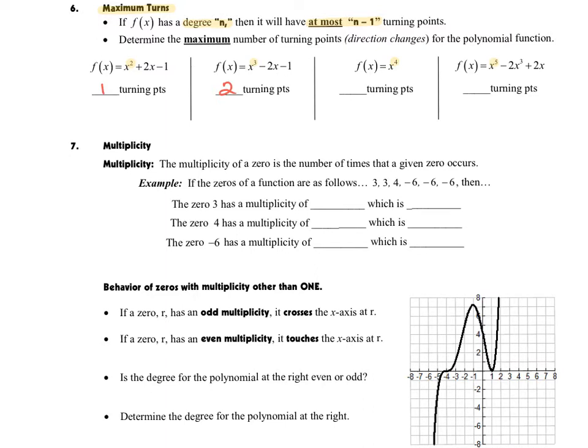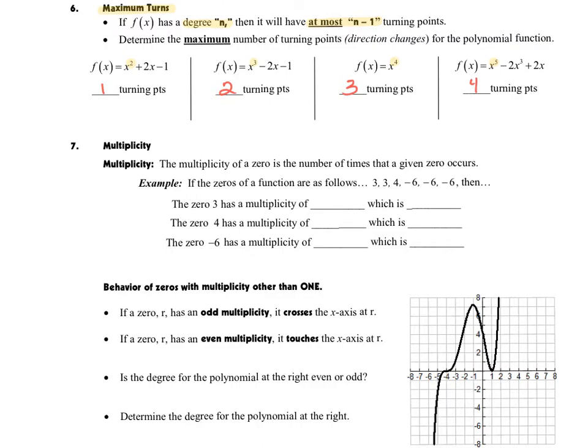Our next one we have here is our degree 4. That's actually our power function that we looked at earlier. It could have at most 3 turning points, but we understand that the power function itself does not have all 3 of those. Our degree 5 could have at most 4 turning points.